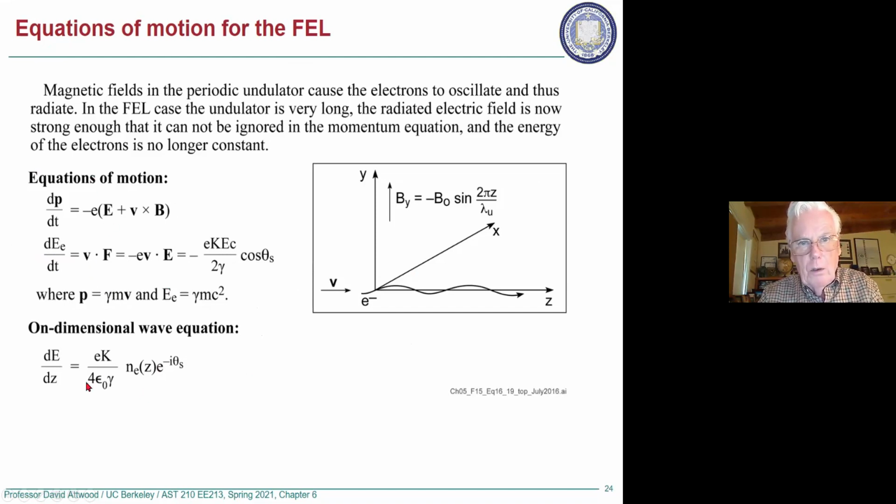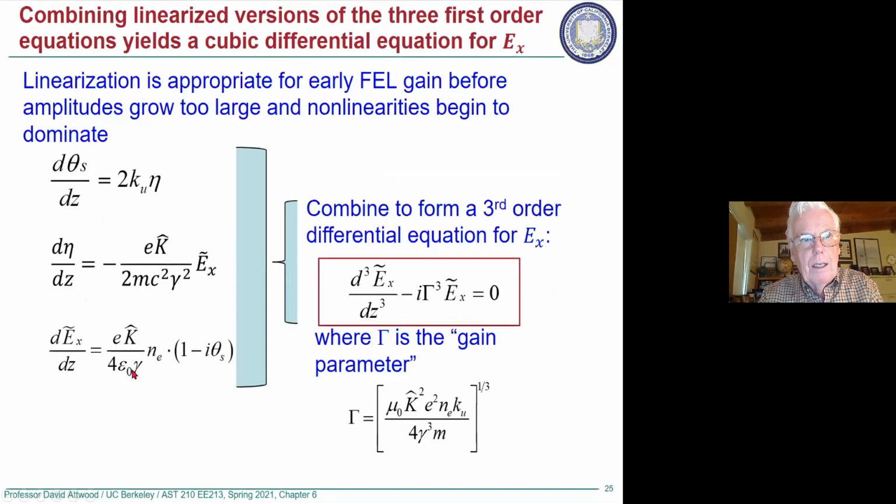momentum, energy, and the wave equation, which have to be combined. And we showed, or at least outlined, the process for reducing those three equations into a different set in terms of the position of the electron relative to the phase of the wave. That's what theta is. Eta was the relative energy, delta gamma over gamma, and the electric fields. So we have three quantities and three unknowns.